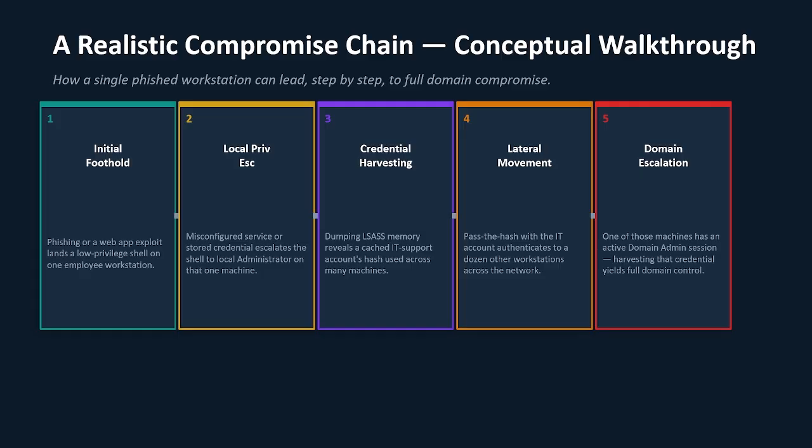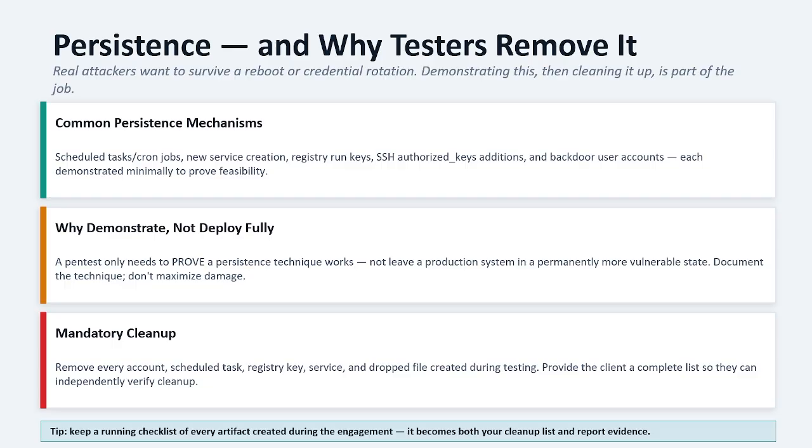And then domain escalation. So if you have a machine with an active domain admin session, well, you own the entire network. That's really easy at that point. So persistence, real attackers want to survive a reboot, and there's many ways of doing it. So common ways is once you get in and you exploit a system, you set up a scheduled task or a cron job to constantly keep that exploit available to yourself.